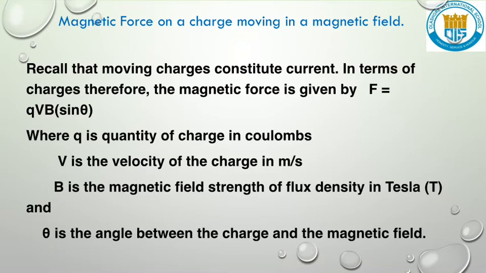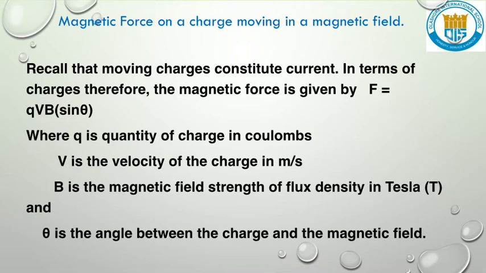So if charges are moving, like every moving object, like a moving ball, they have a velocity. So if they have a velocity, then the formula for F in this case is QVB sine theta, where Q is the quantity of charge, which is measured in coulombs. V is the velocity of the charge, which is measured in meters per second. B is the magnetic field strength or flux density in Tesla. And then, of course, your theta is the angle between the charge and the magnetic field.